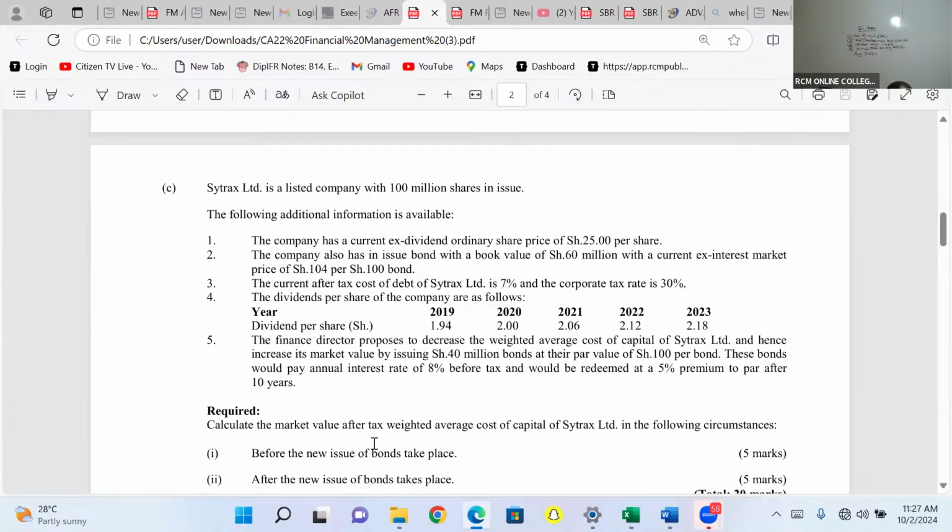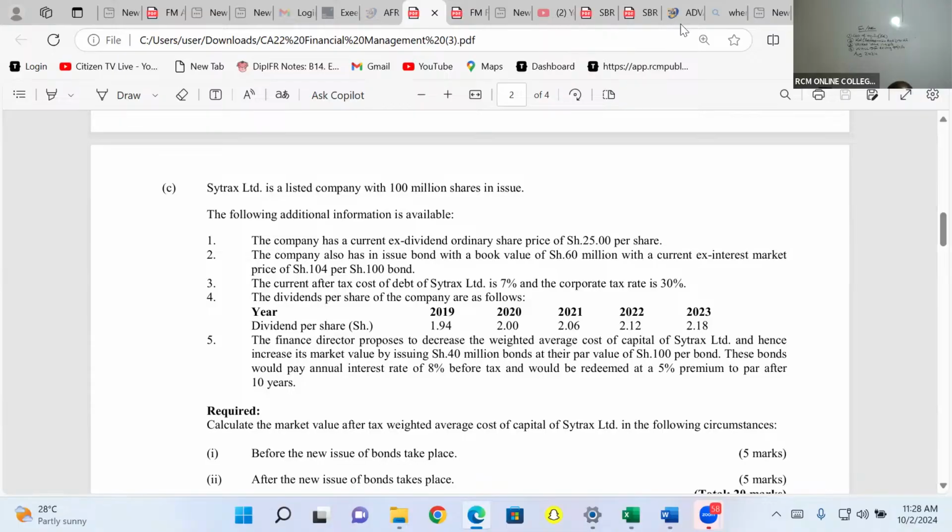The market value after... of Citrax Limited in the following circumstances, before the new bond issue takes place. So before note number 5, using information 1, 2, 3, 4 to give us what here? WACC. Remember, it's only note number 5 which is talking about issuance of a new bond. So they want us to give them WACC using notes number 1, 2, 3, and 4.